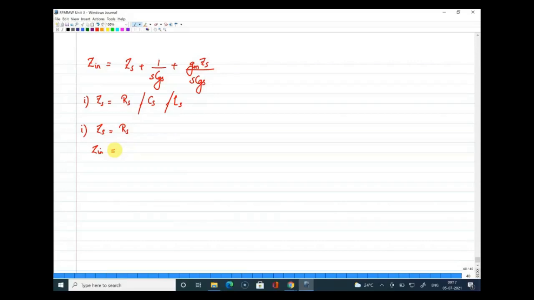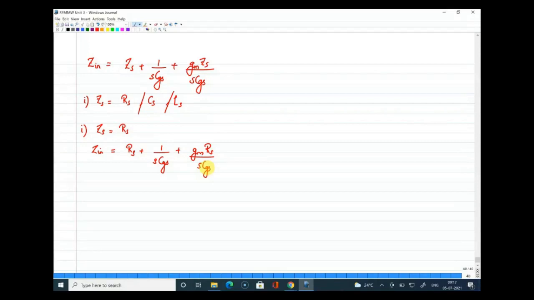Yes, thank you. So Zin can be written as Rs plus 1 by sCGS plus gm into, in place of ZS you have Rs again, divided by s into CGS. So this is what we have as the input impedance when you substitute for resistance.